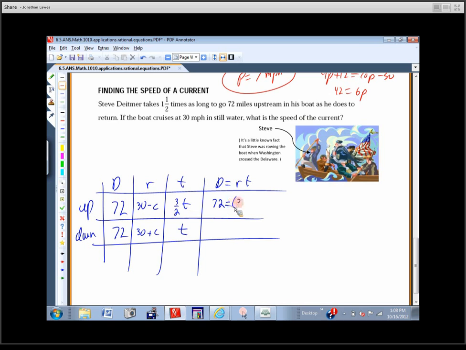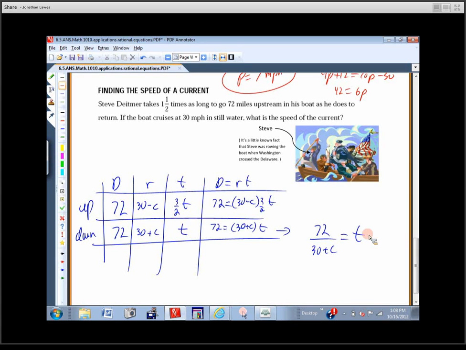72 equals 30 minus c times 3/2 t, and this is going to be 72 equals 30 plus c times t. And then we stare at these two equations for a second and we think, is there a variable that would be pretty easy to solve for in each one of these? T. Okay? And that's going to be the case, I think, on nearly every single one of these types. So on this problem, here's what I'm going to do. Let's do this one first, because this one's pretty easy. This is going to be 72 over 30 plus c equals t.